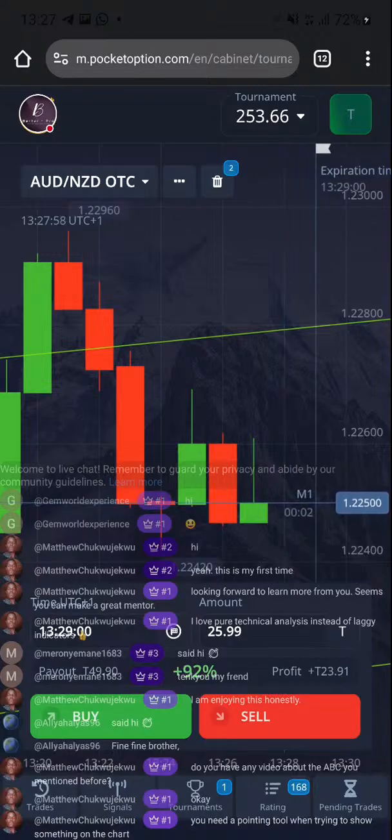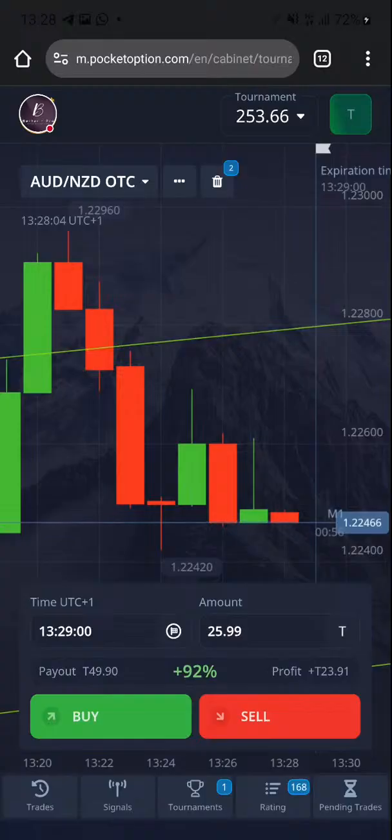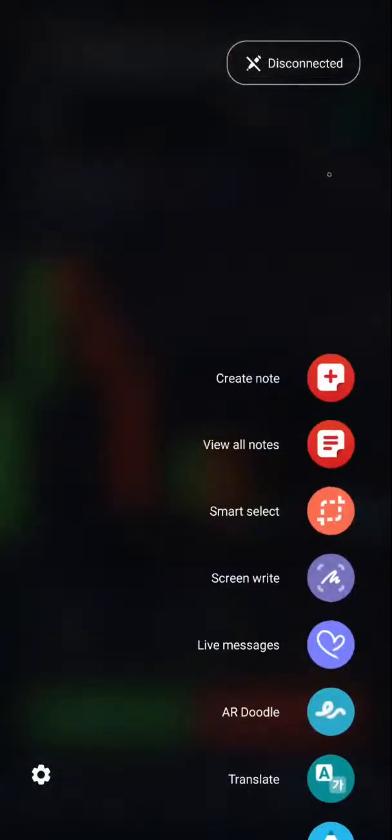Yes, I have a pointer tool here, but the pointer tool just decided not to work. Let me show you what I mean. You see this?